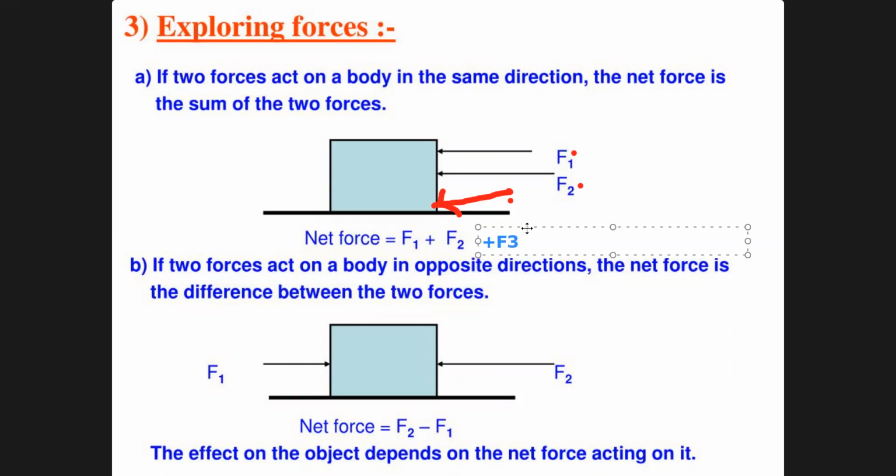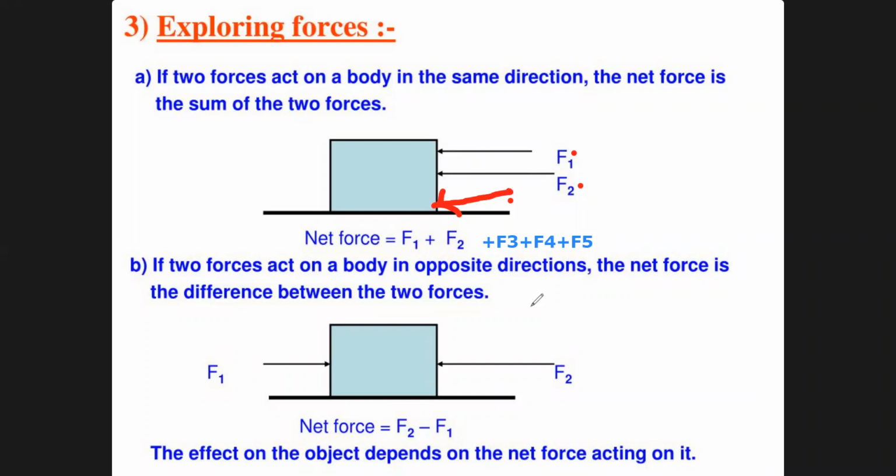Suppose there is one more force acting in the same direction, so I can say F4. That will also be added because it is acting in the same direction. So if m number of forces are acting in the same direction, all those forces have to be added. As a result, the object will move in a forward direction when the forces are acting in the same direction, right?